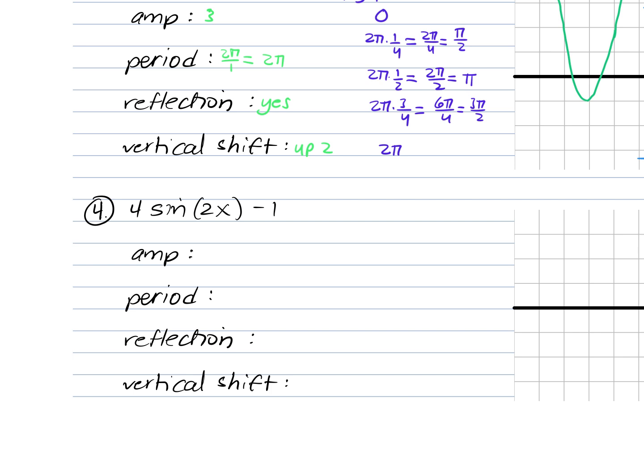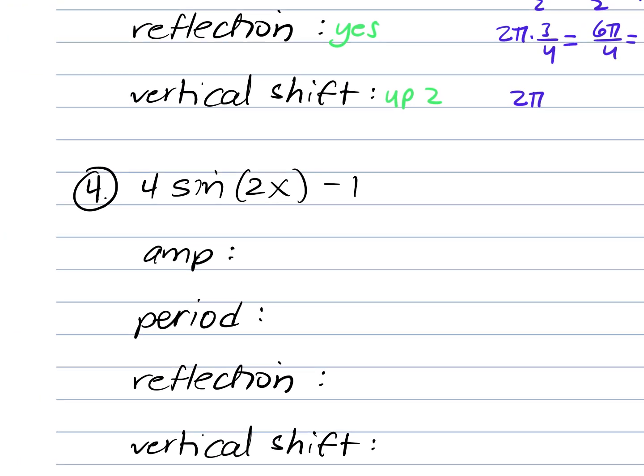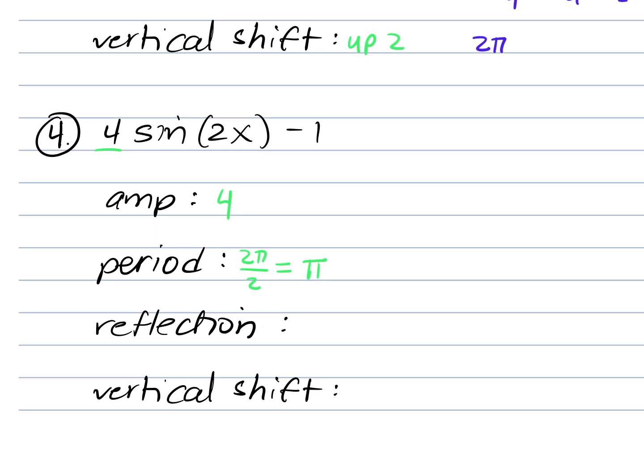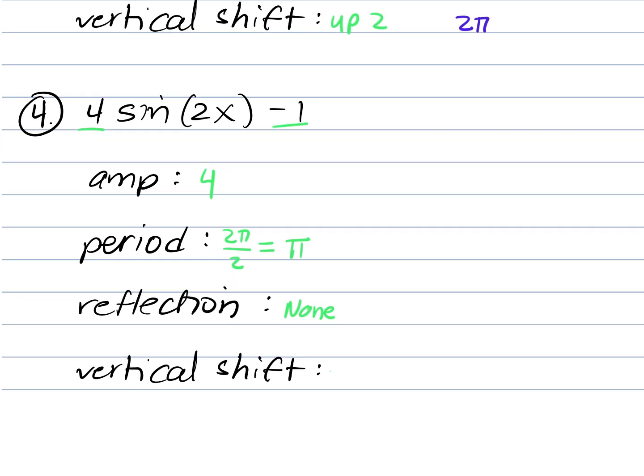Let's do one more sine function, and then we're going to move on to cosine. All right, so for this one, same exact problems as before, right? For our amplitude, whatever's in front of our function determines our amplitude. It's just a 4, so I'll write 4. Period is going to be 2 pi over b, 2 pi over the number inside of our sine function, so 2 pi over 2, which is just pi. I don't see a negative on the outside of our function, so we're not going to have a reflection. And a vertical shift, I see a -1, we're going to go down 1.